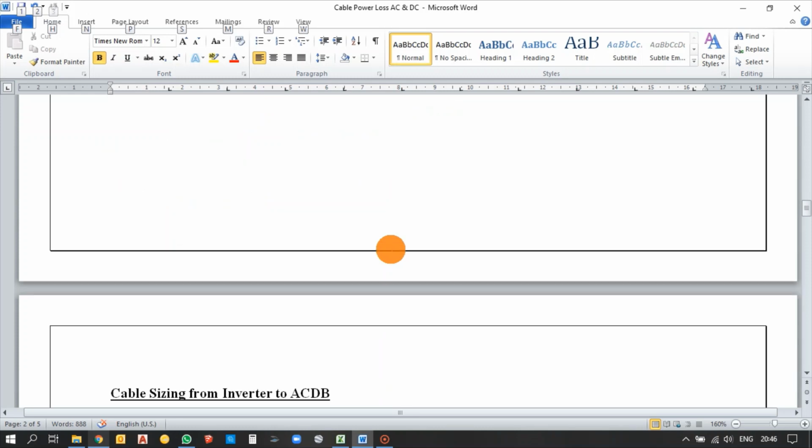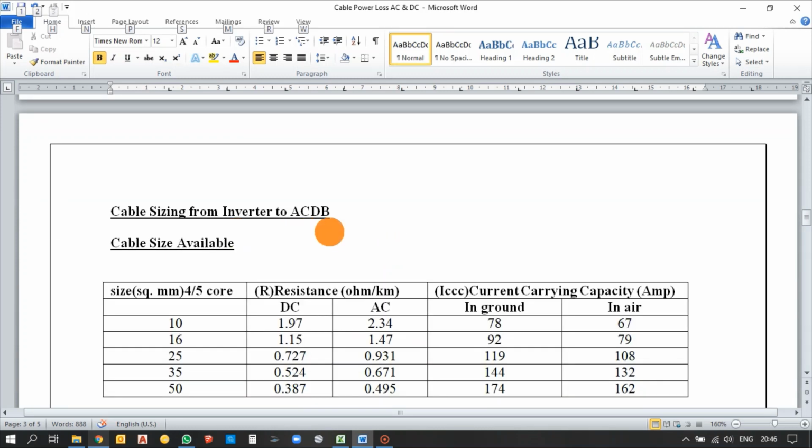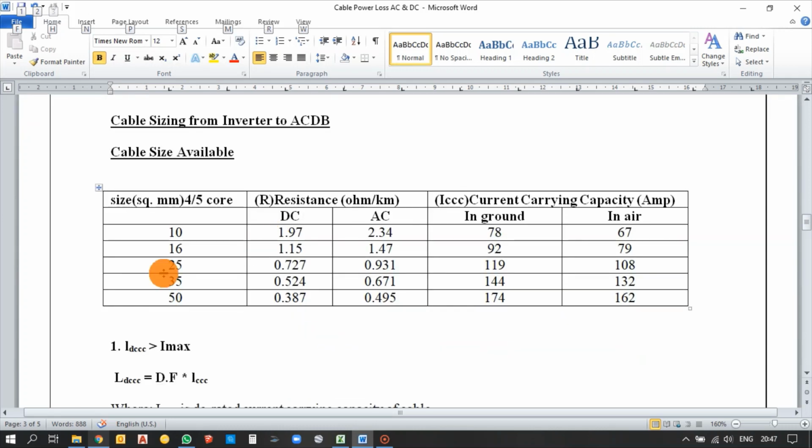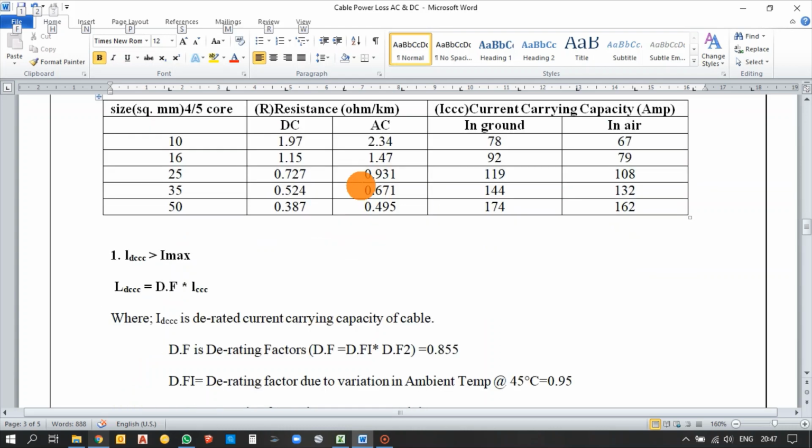And going for an AC cable now. For selection of the AC cable, for example, taking inverter to ACDB. From the inverter you will be laying an AC cable, right? 4 core or 5 core depending upon the client requirement. Mostly a 4-core cable is laid from inverter to ACDB. So you have a selection of cables: 10, 16, 25, 35 and 50, and the resistance and current carrying capacity in air and ground. These values should be taken from the datasheet.